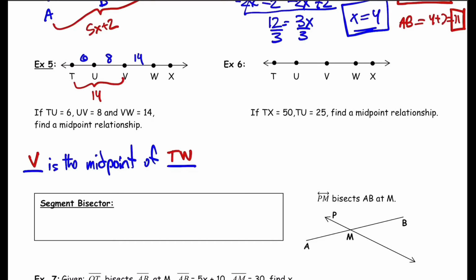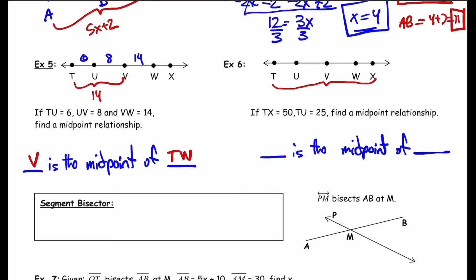It says find a midpoint relationship. Okay, that's great. Blank is the midpoint of blank. And what do we know? TX is 50. Wow, TX. So that is this whole thing right here. That's 50. TU is 25. So just this piece here is 25.